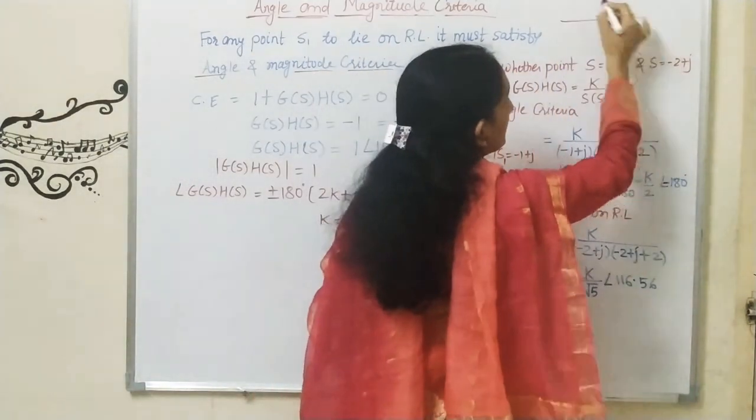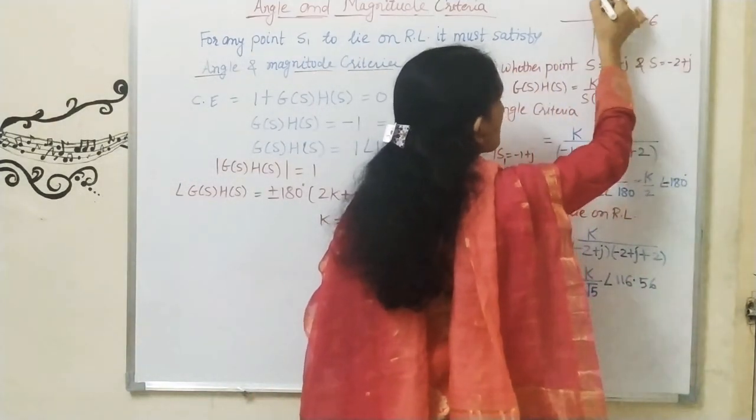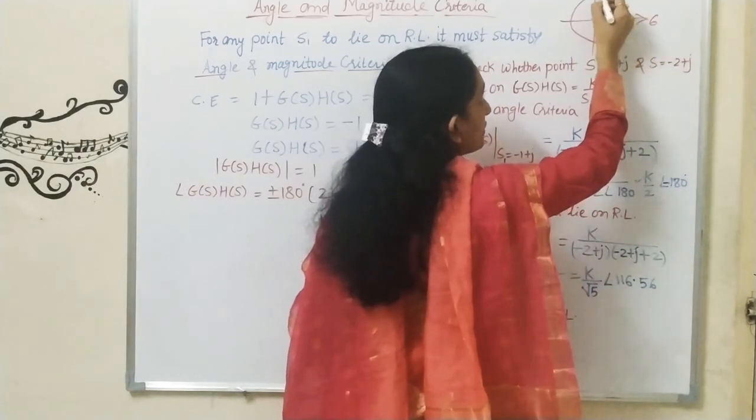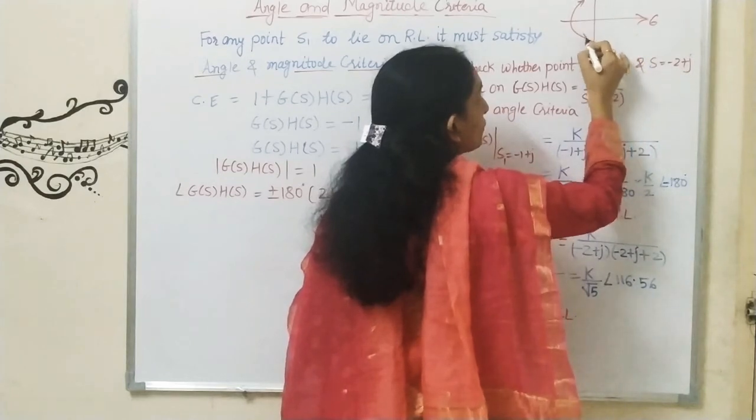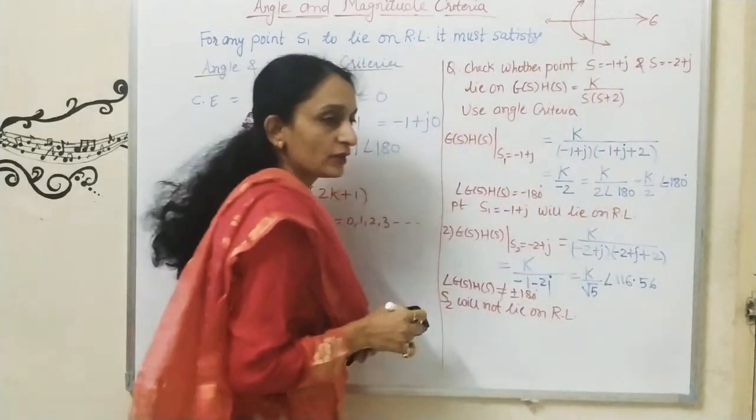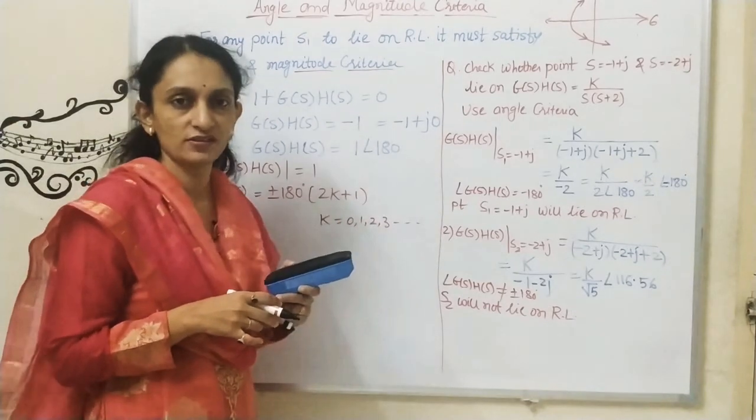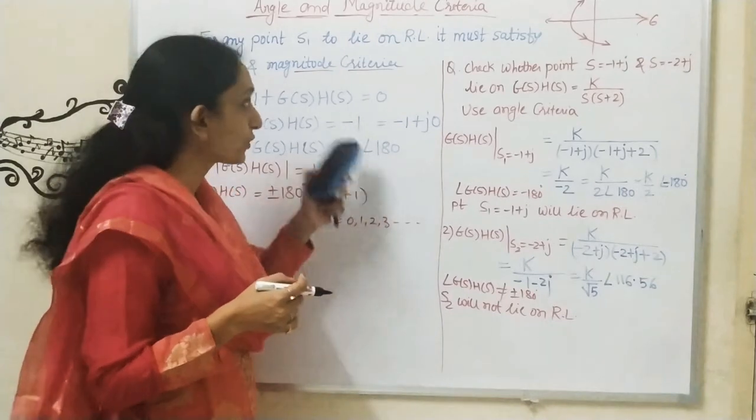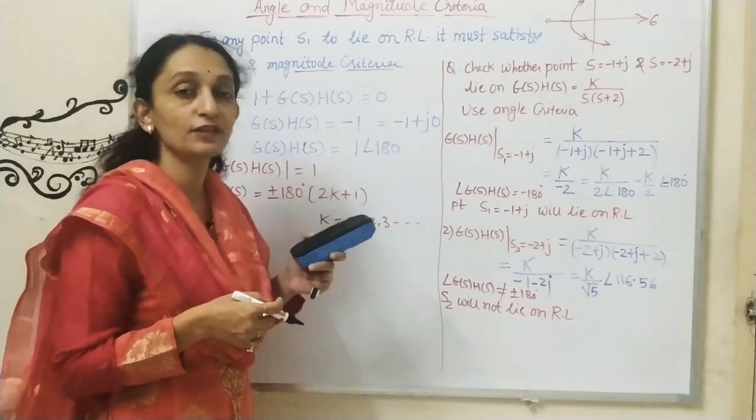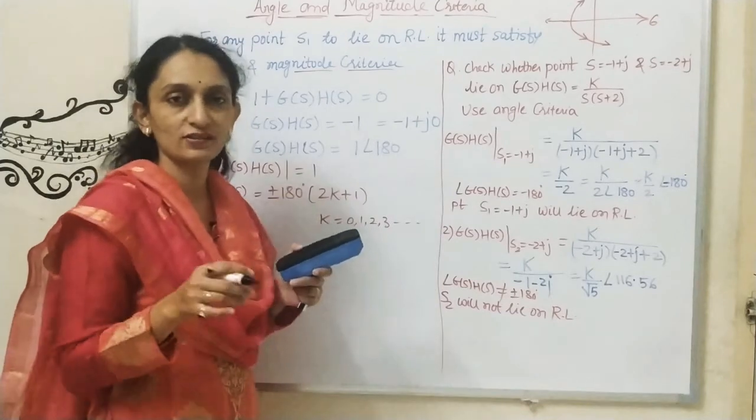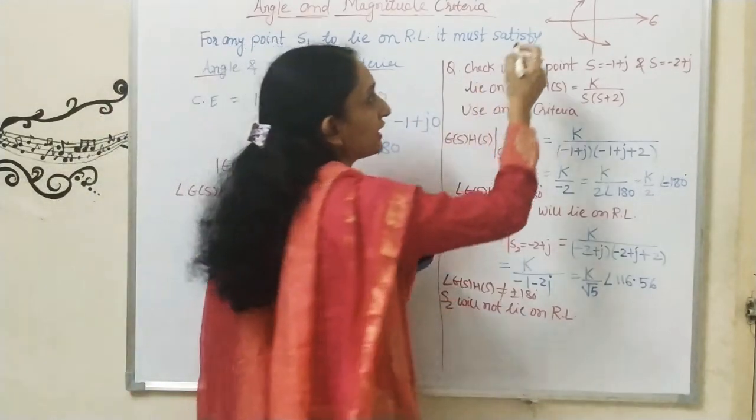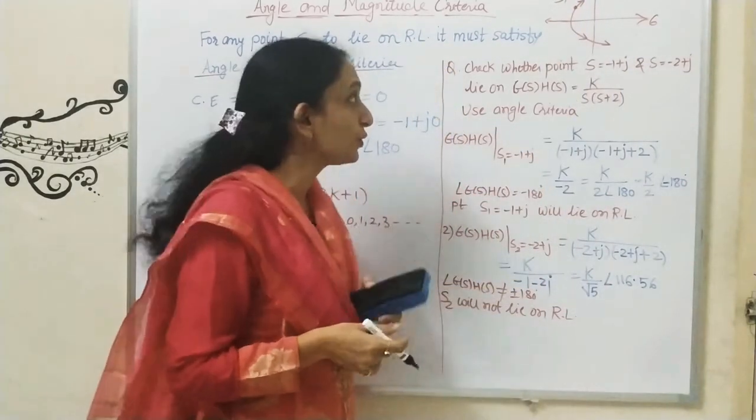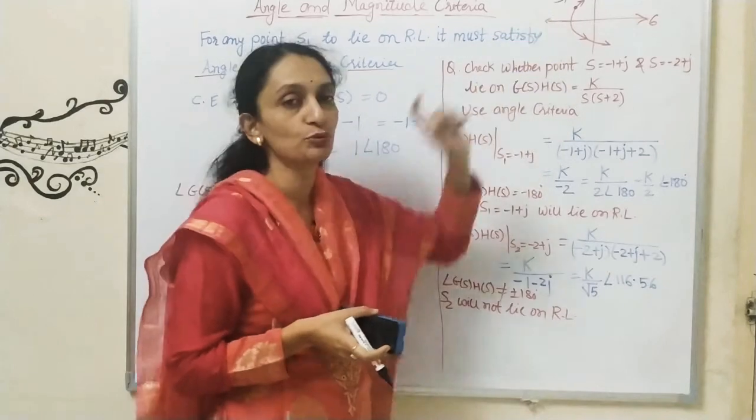Let's assume that this is the sigma and j omega axis, and I am drawing the root locus like this. I have not drawn the exact root locus, but the question is whether a point will lie on that root locus or not. So let's assume the point S1 is there. Here I have shown that the point S1 is lying on the root locus.